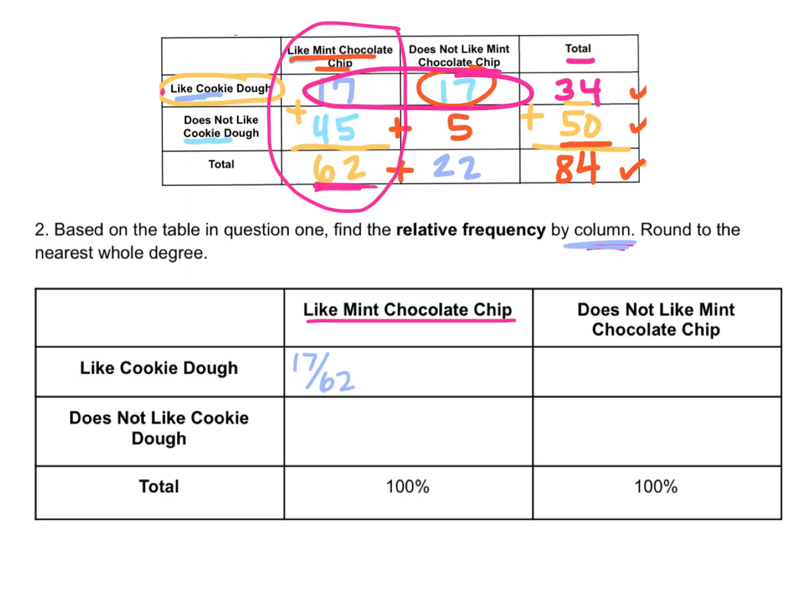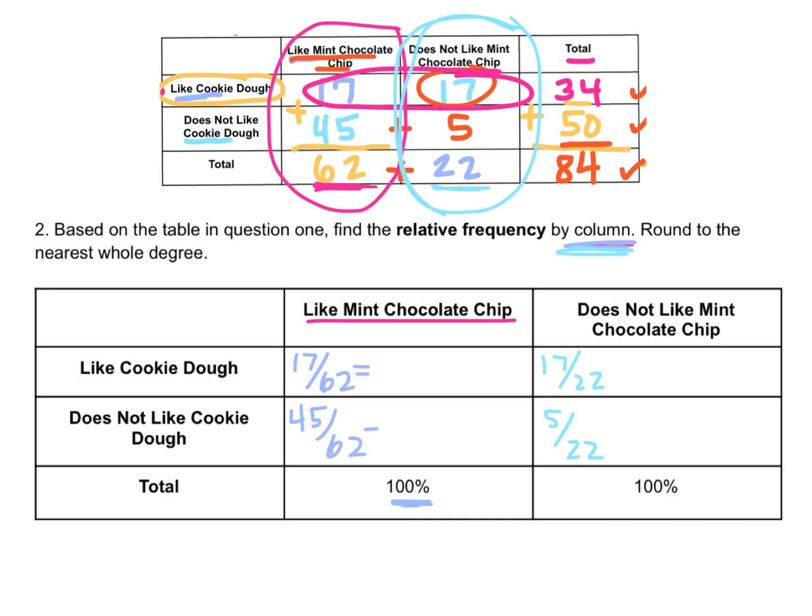Okay, again, because I'm going by the columns. See how my 100% is at the bottom of the column. And then 45 out of the 62 like mint chocolate chip. And then now while I'm at it, I'm going to do the next column, does not like mint chocolate chip. Okay, so that was 17 out of 22, and it was 5 out of 22. Do you see where I got those numbers? Again, I'm focused by the column.